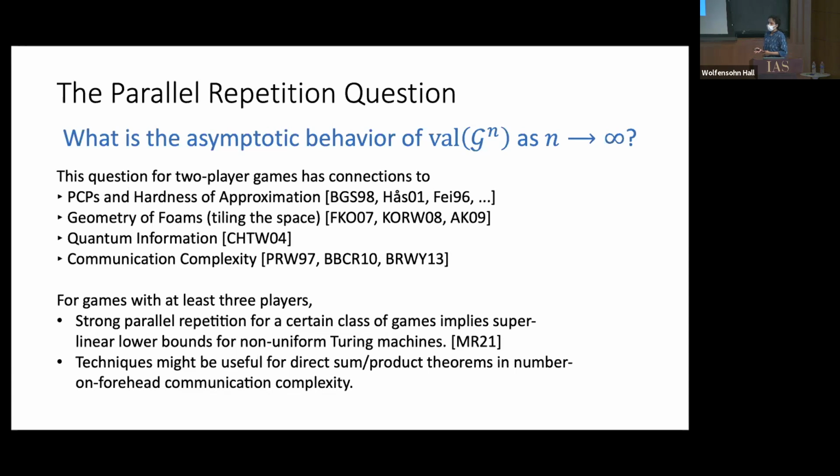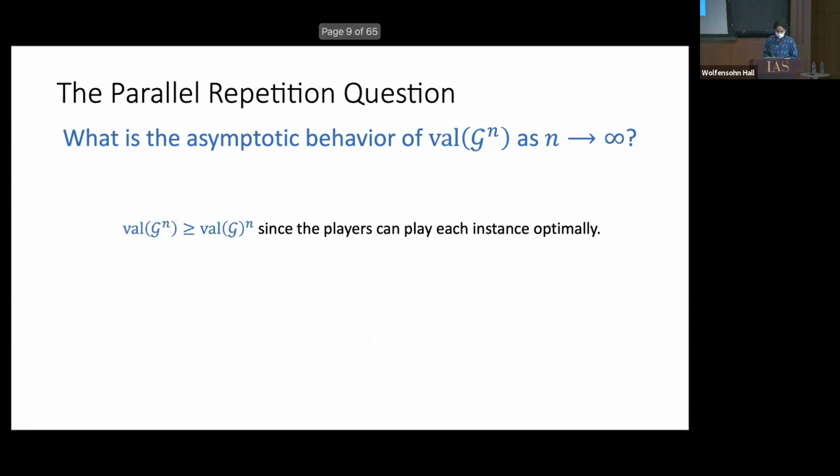So here are some motivations for studying the parallel repetition question. What do we know about the parallel repetition question? So one easy thing is that the value of G to the n is at least the value of G to the power n. This is because the players can take an optimal strategy for the original game and just play each of the n instances independently. Since each individual game is won with probability value of G, and the n instances are played independently, the probability of winning all the instances is the value of G to the power n. So this is a lower bound on the value of G to the n.